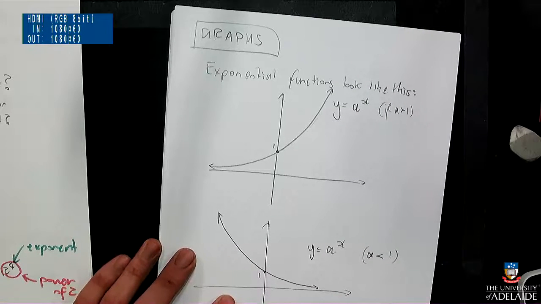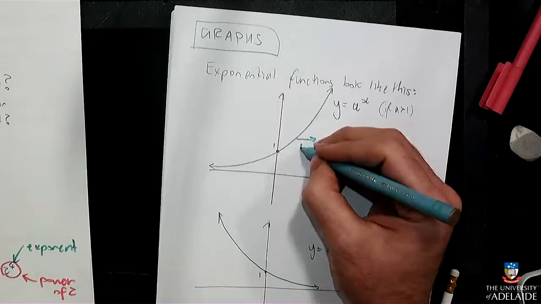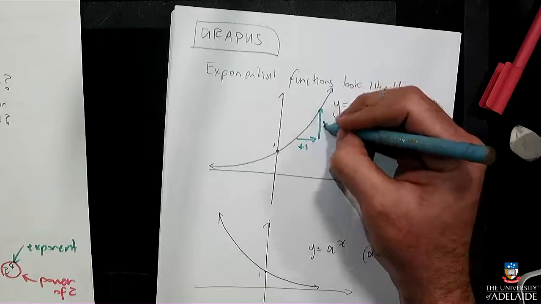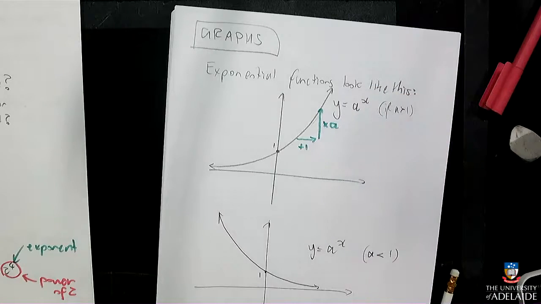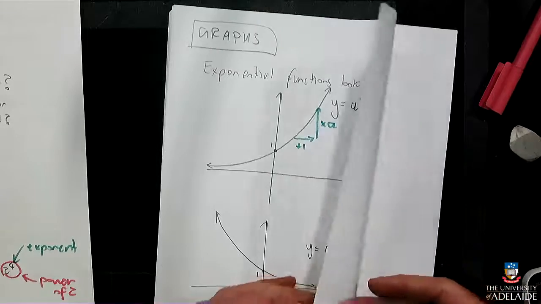So just to remember, I'm just going to add something to this picture here. This one, when we add 1, that means we have to times by a. So over here on the logarithm function, it's the opposite way around.